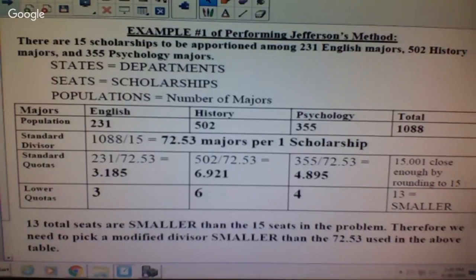So if you take a look at this one, they gave you state, seats, and populations: 15 scholarships to be apportioned amongst 231 English majors, 502 history, and 355 psychology. Your departments are getting scholarships based on the number of majors. So first, they added up all your populations. That gave you 1,088.